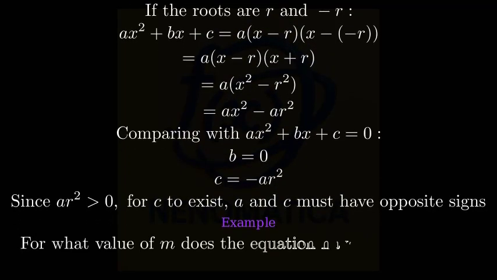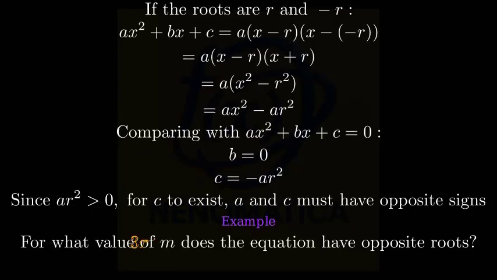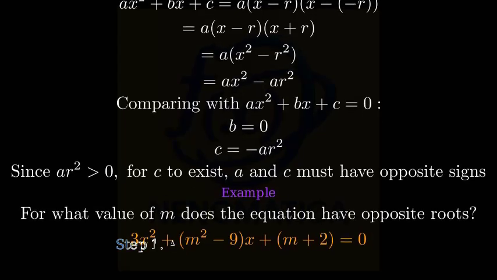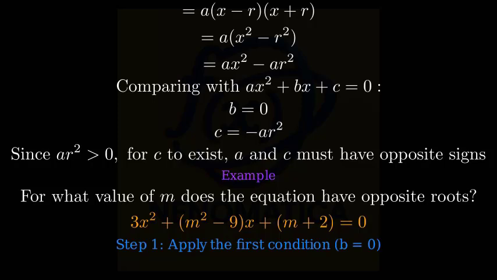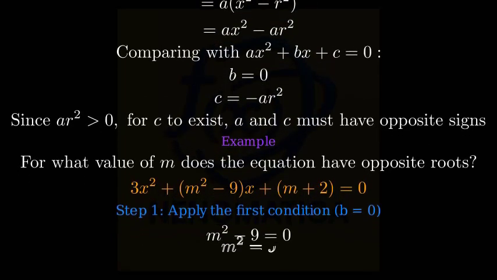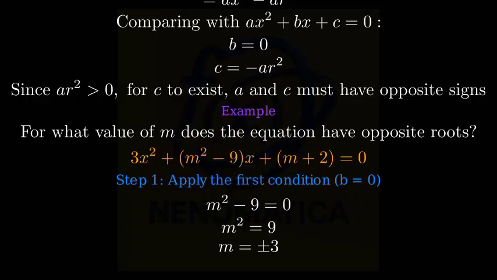For what value of m does the following quadratic equation have opposite roots? 3x squared plus (m squared minus 9)x plus m plus 2 equals 0. According to our condition, for a quadratic equation to have opposite roots, the coefficient of x must be 0. So we need m squared minus 9 equals 0. This gives us m squared equals 9, which means m equals plus or minus 3.